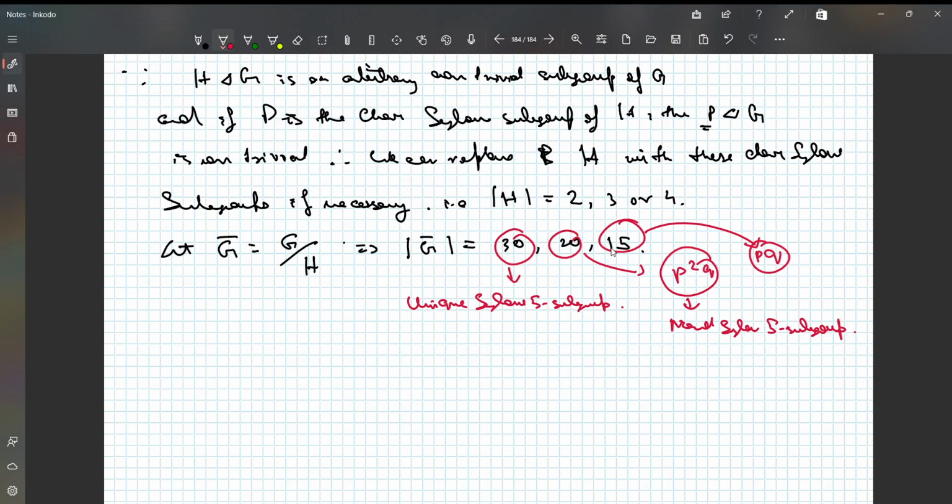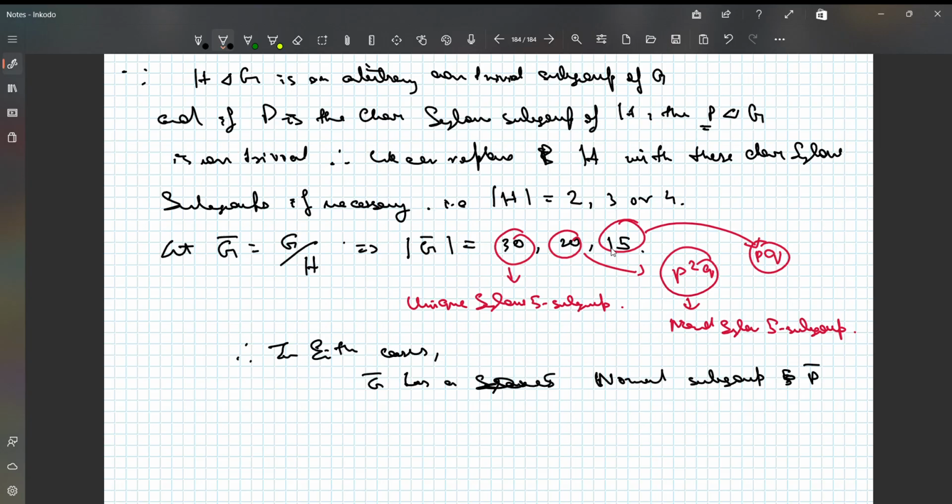Is that it has a Sylow subgroup? Yeah, of order 15, right? So PQ has a Sylow subgroup. So in all the cases, therefore, in either case, G bar has a unique Sylow 5-subgroup, or has a normal subgroup P bar of order 5.